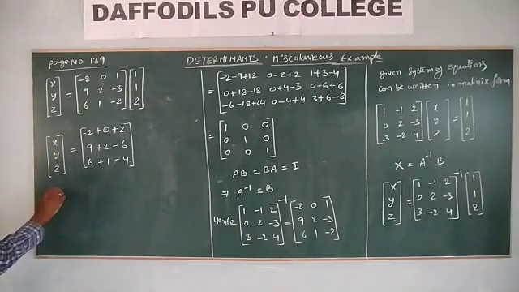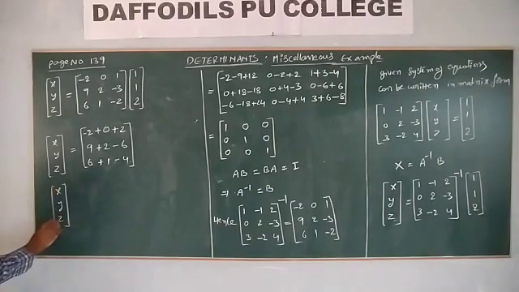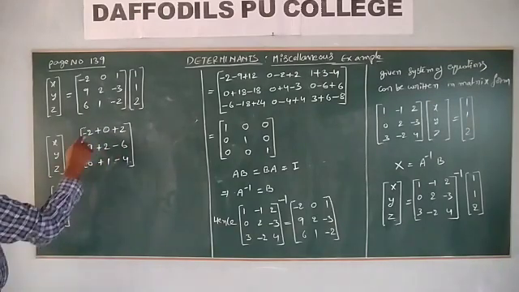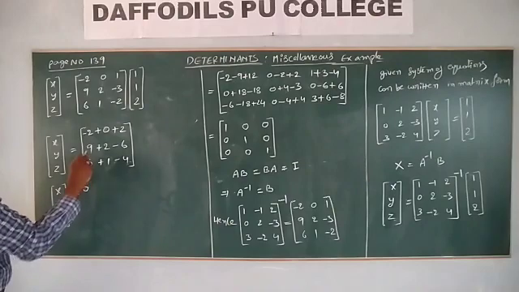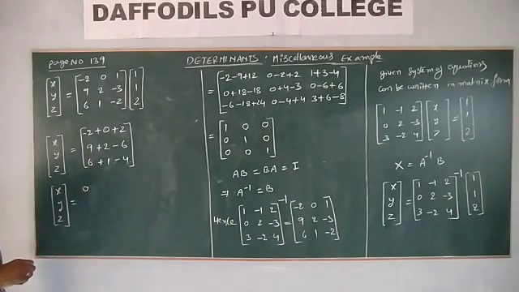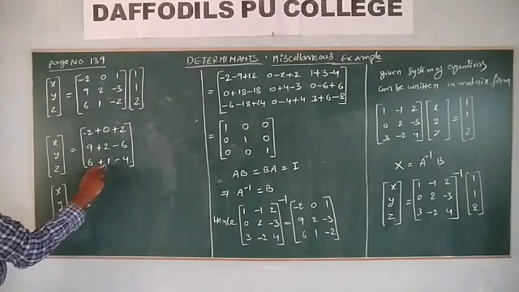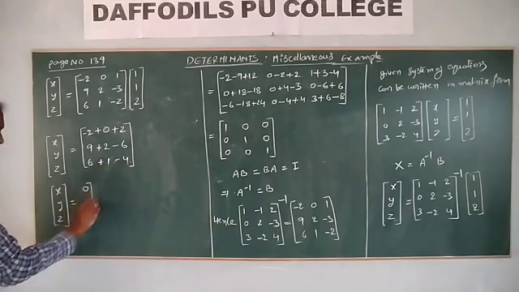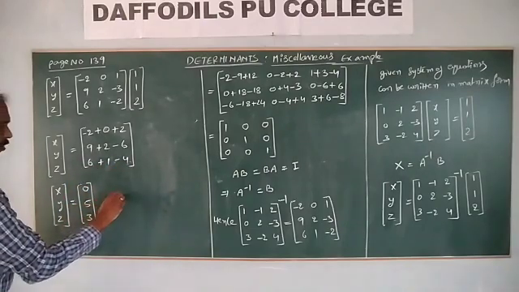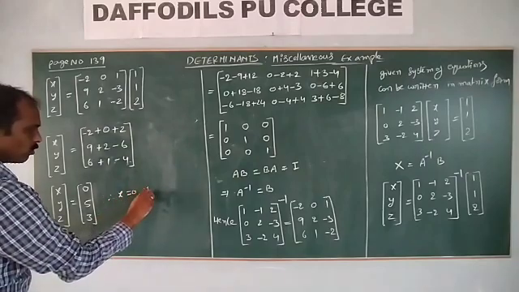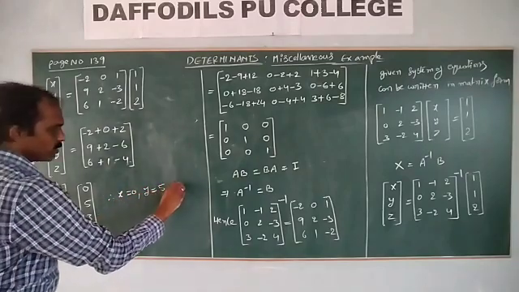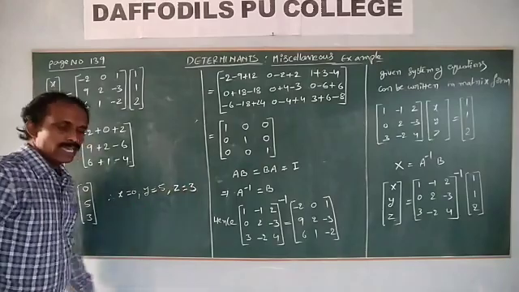Okay. So therefore X, Y, Z is equal to minus 2 plus 2, 0; 11 minus 6, 5; 5 minus 4, 7 minus 4, 3. Therefore x is equal to 0, y is equal to 5, z is equal to 3.